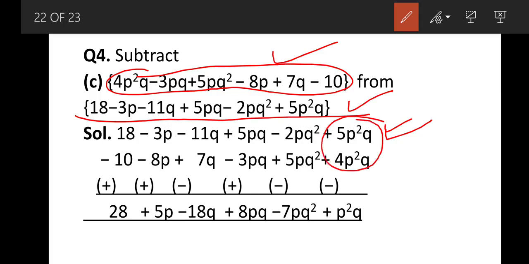I need to write the like terms one below the other. These two are the like terms, you can see. Everywhere I have written the like terms one below the other, and these two are the constant terms. I have started from the constant term. You can write in a descending order also. I told you that you can write the expression in the decreasing order of the powers of the variables, or you can, I have written here in the first constant term, you can write it in the same manner also. And as I need to subtract, so I have changed the sign of every term. And after solving, you will be getting 28 plus 5p minus 18q plus 8pq minus 7pq square plus p square q.